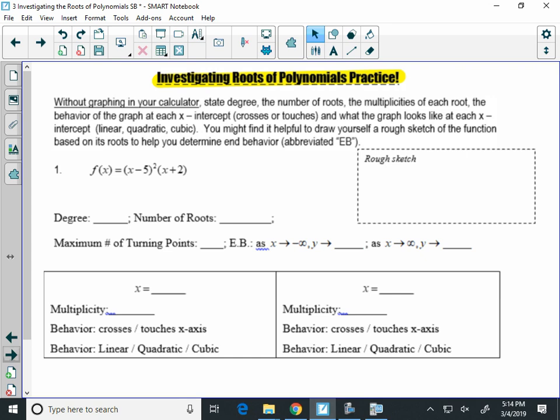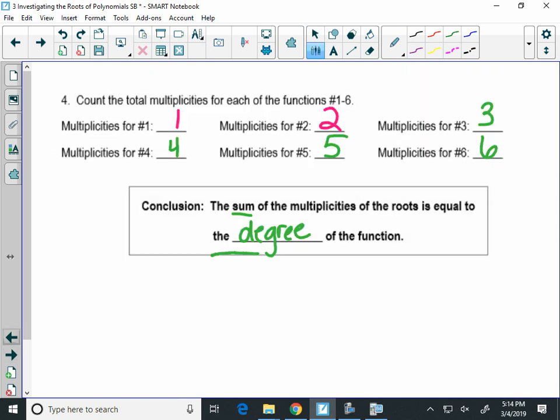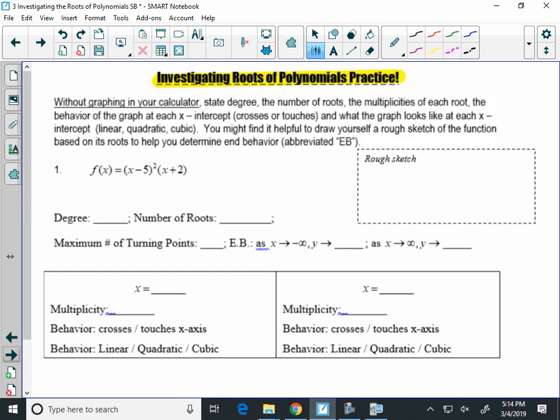So first thing, the degree of this polynomial. Well, remember, we just said the degree of a polynomial is equal to the sum of all of the multiplicities. So when I look here at the multiplicities, I have a 2 and a 1. 2 plus 1 is 3. So this graph has a degree of 3, which it doesn't ask you, but that's called a cubic equation. Degree 3 means that you're going to have 3 total roots, real or imaginary, but 3 total roots. And when I have 3 roots, remember the maximum number of times this graph can change direction is 2. 1 less than the degree.